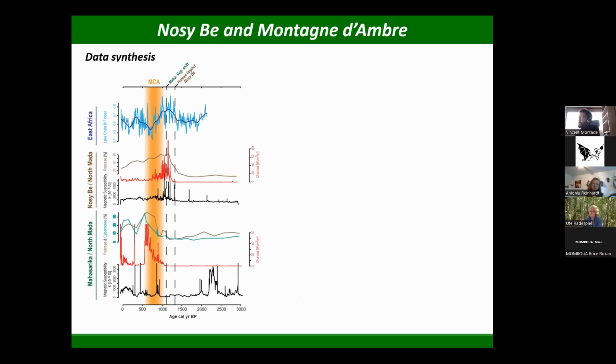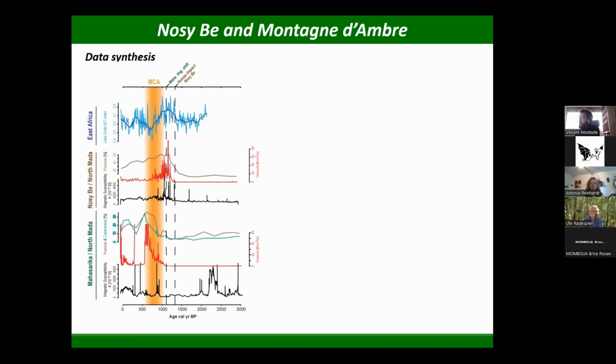Nosy Bé, which is in the middle, where we had a big increase of Poaceae at 1,300 before present, the charcoal increase at the same time, and the erosion with the peak of magnetic susceptibility, increase of Poaceae, all together. And then below we have Masarika Lake, where we do not have this increase of erosion and magnetic susceptibility, but just the increase of charcoal and the shift of vegetation, showing all together lake level decrease and increase of anthropogenic fire certainly at the same time.